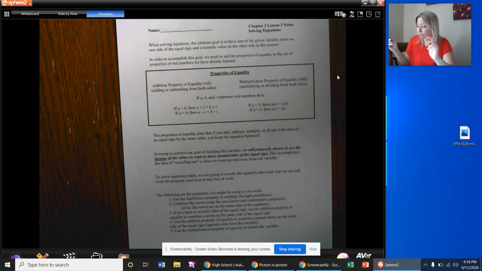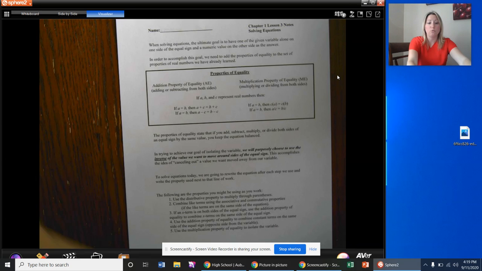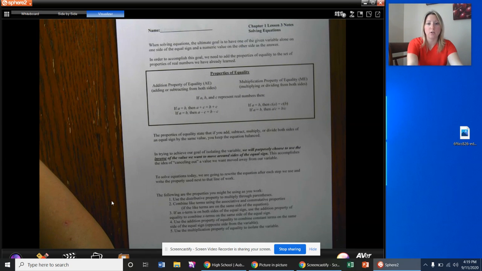Then there's the multiplication property of equality. It says pretty much the same thing, just involving multiplication or division. If you choose to multiply one side of the equal sign by something, you have to make sure you multiply the other side by it as well.